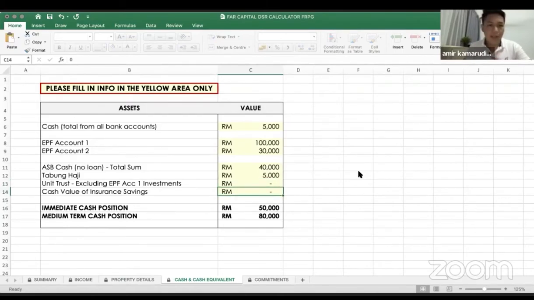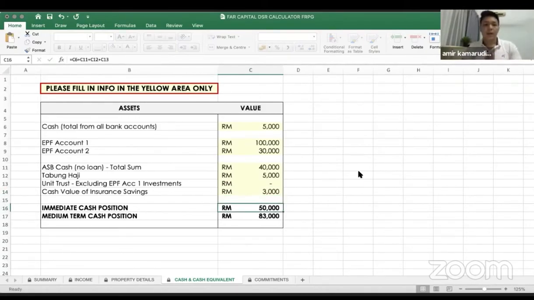And last kali you ada cash value on insurance saving. Now certain insurance ada this thing called cash value. So you kena refer back to your insurance punya policy, whether this is the type of insurance that you're taking lah. Kalau yes, then you kena includekan what's the total cash value yang ada dalam insurance tu and put it inside. Okay, maybe I letak here maybe 3,000.